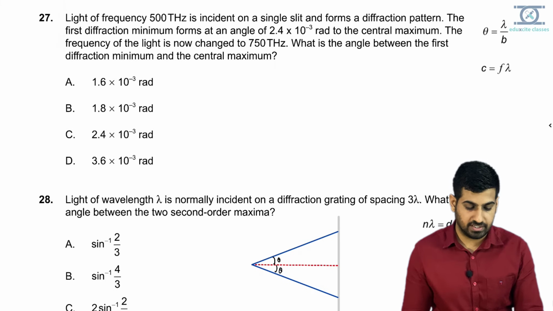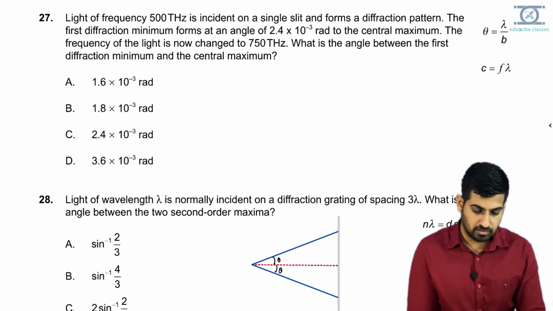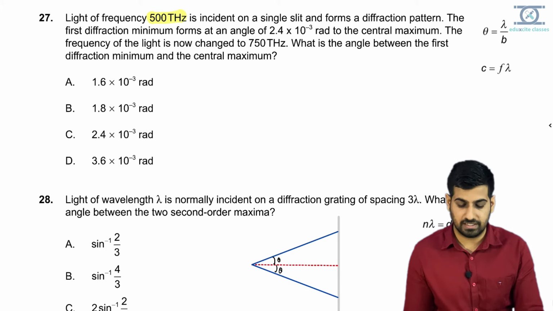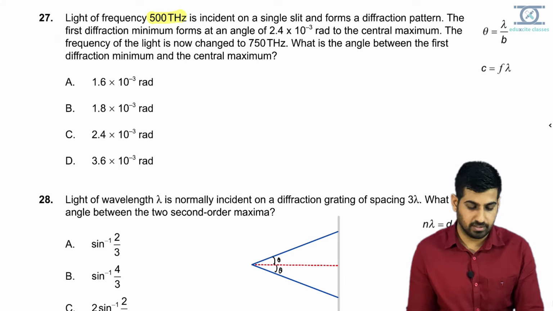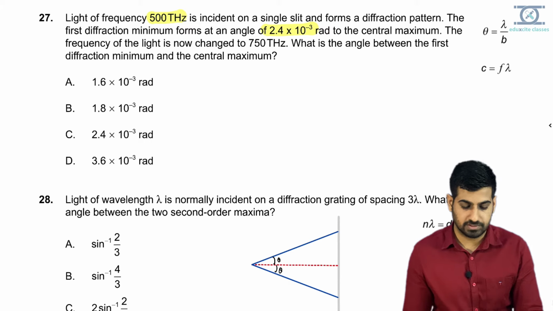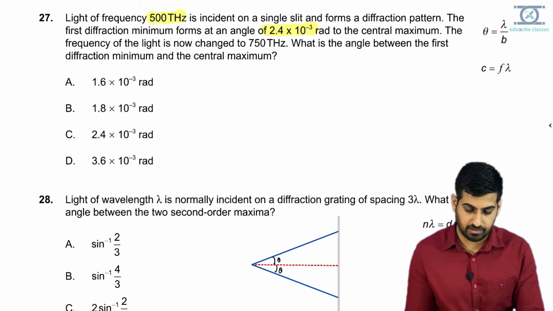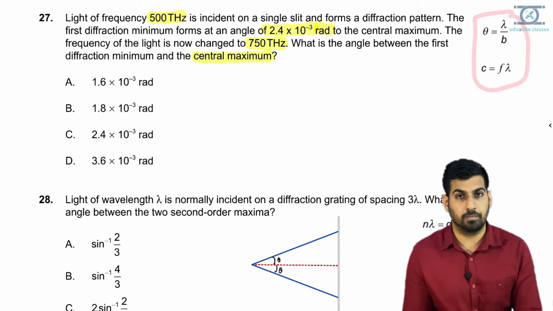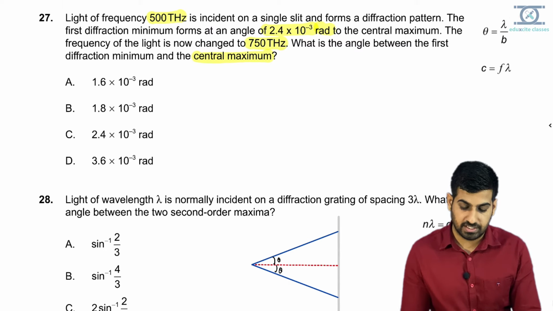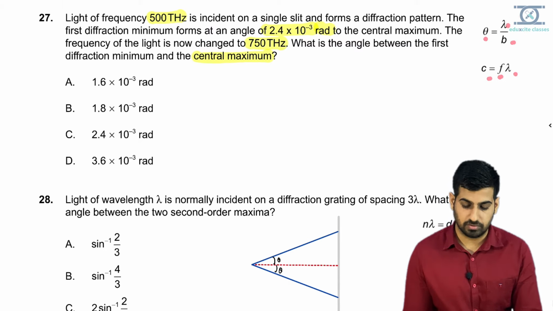Okay, now the 27th question. Light of frequency 500 is incident on a single slit to form a diffraction pattern, and the angle between the first diffraction minimum and the central maximum is given in radians. If I change the frequency to 750, what is the angle between the first diffraction minimum and the central maximum? Using these two equations, which are already provided in your physics booklet, theta is lambda by b and c is f lambda, we know that. So we will just use these equations.